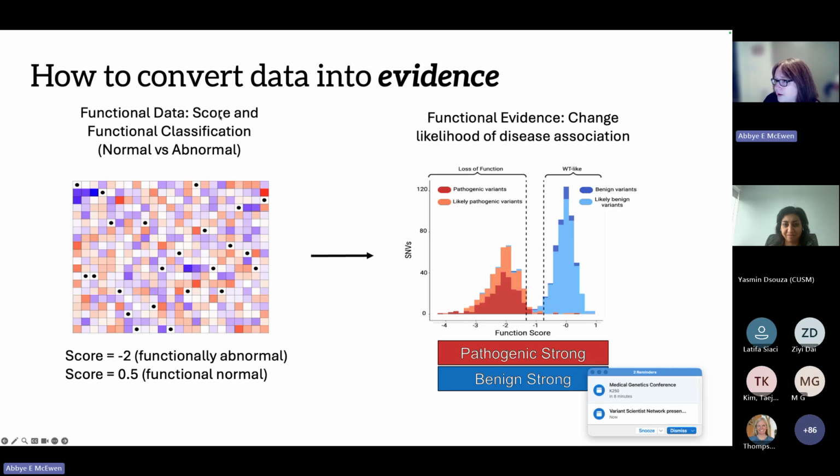So data is the functional score and the functional classification. This is the output of the assay. So in an assay, something could have a score of -2 and be functionally abnormal, or a score of 0.5 and be functionally normal. But this doesn't tell you anything about what kind of evidence to apply. So we must take that data using a control data set and convert it to evidence. And that maps to our ACMG evidence codes, such as pathogenic strong and benign strong.